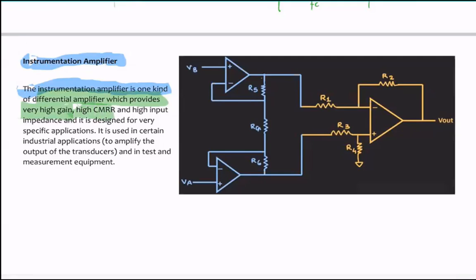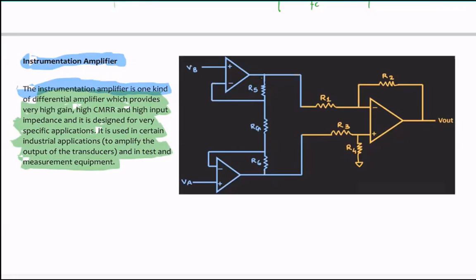These kinds of circuits provide very high gain. They have high CMRR, so that's the advantage here. High CMRR, high input impedance, and it is designed for very specific applications. It is used in certain industrial applications to amplify the output of the transducer and in test and measurement equipment.